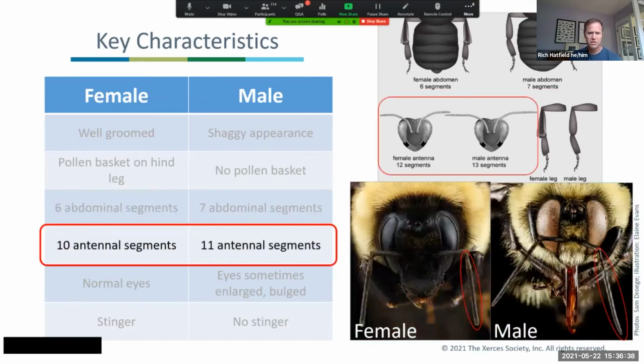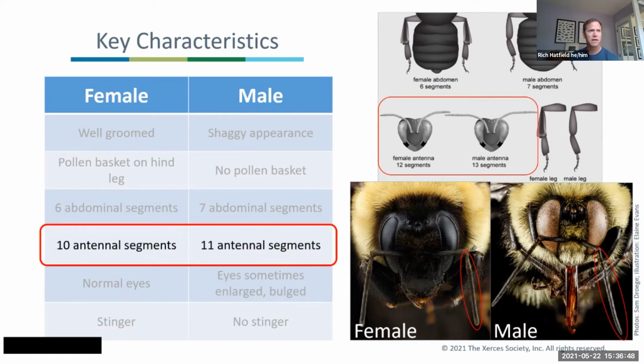Males also have an additional antennal segment. So females have 10 what we call flagellomeres, which are after the bent part of the antennae there. And the males have 11 flagellomeres. And each of those flagellomeres also tends to be a little bit longer too. So male bumblebees sometimes have these very long antennae. They look like they have long horns on them.